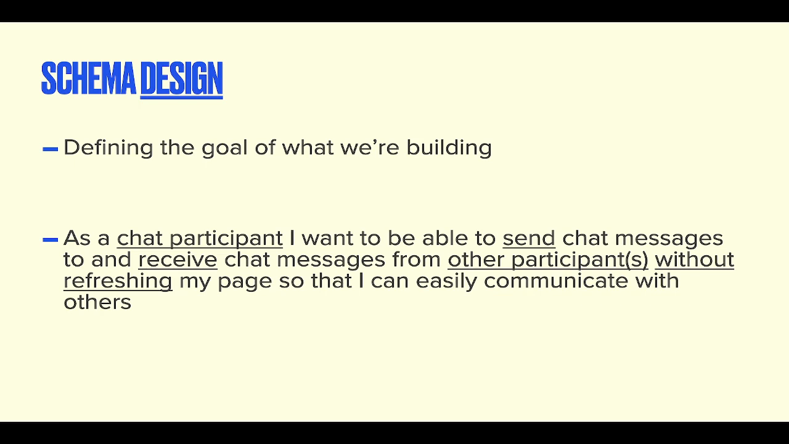We're going to look at some of the parts for the chat today, and we can capture that in a user story. As a chat participant, I want to be able to send chat messages and receive chat messages from other participants without refreshing my page so that I can easily communicate with others. And this captures a few things. It captures that there's chat participants, so there's going to be users that we want to have information about. We need to send things. That's the mutation in GraphQL to be able to modify data, receive things, which is querying, but also without refreshing. So that's where subscriptions come in.